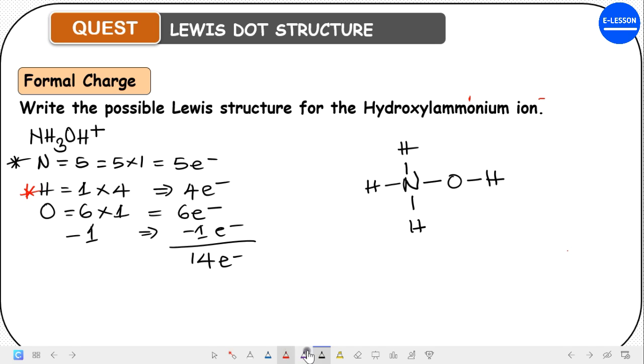So what we are going to do now is count the number of electrons in the bonds already. 2 electrons make 1 bond. So this gives us 2 electrons, 2, 4, 6, right?